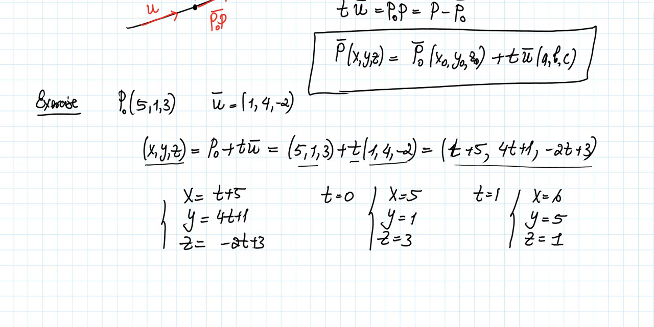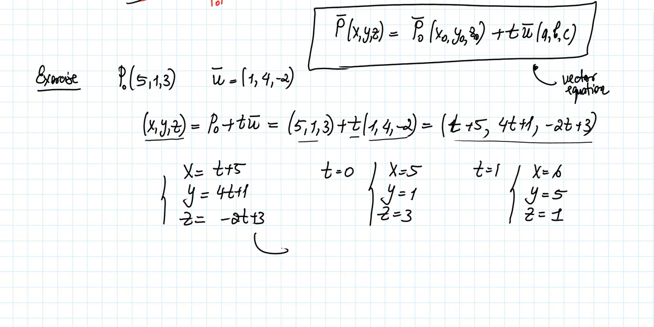Okay? So this equation is called the vector equation of the line. When you write down the equation component-wise, like x is equal to the first component, y is equal to the second component, and z is equal to the third component of this right-hand side part, this kind of equation is called the parametric equation, where t is some parameter. T is called some parameter.